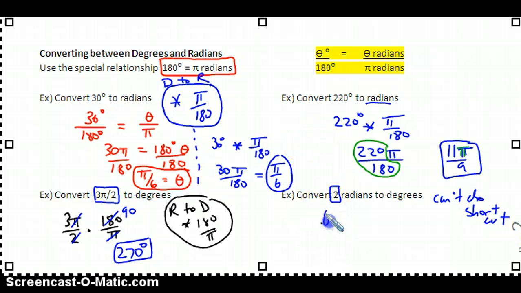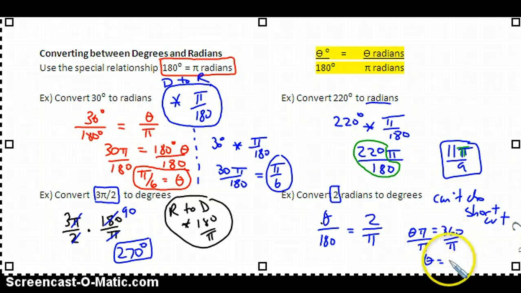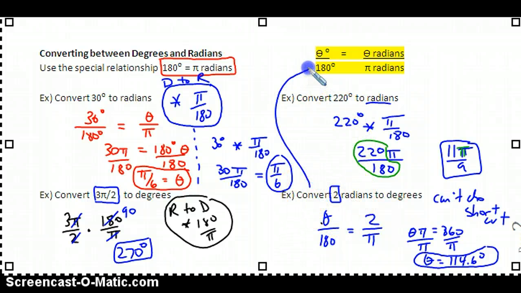So this time when I do it, I'm trying to find theta in degrees. So I put theta over 180 equals, and now I'm trying to change 2 radians into degrees. So for this problem, I would cross multiply and get theta pi equals 360. And now when I divide by pi, I end up getting 114.6 degrees. So you can only do this shortcut if you're given a fractional radian in terms of pi. If you're given a decimal form, 2 is a decimal, 2.0 radians, then you have to actually use the formula. So I have to use that formula.